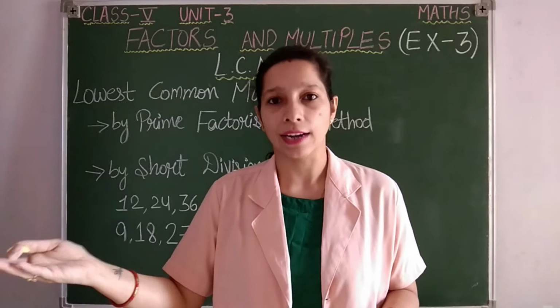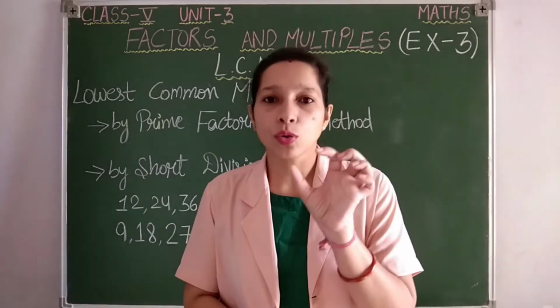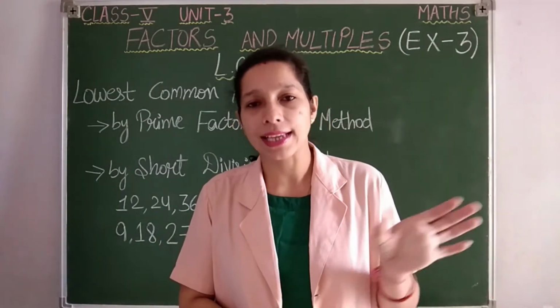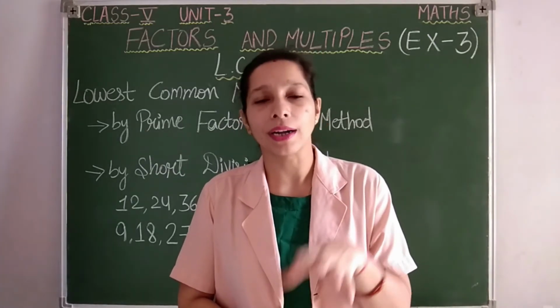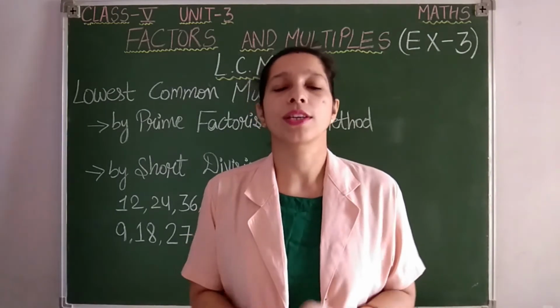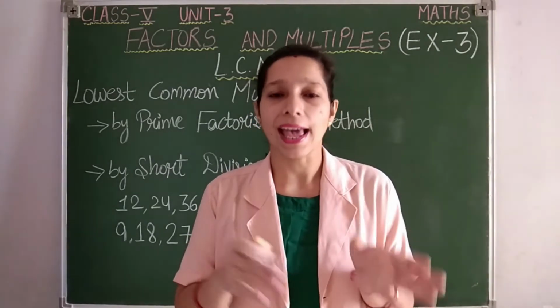Suppose 2 4s are 8. For example, 2 4s are 8. So students, 8 is the multiple of 2 as well as 8 is the multiple of 4. When we multiply two numbers, the product that we get is the multiple of the given numbers. Okay students, let's come back to our topic, that is LCM.